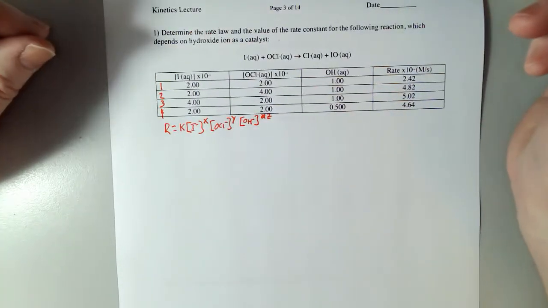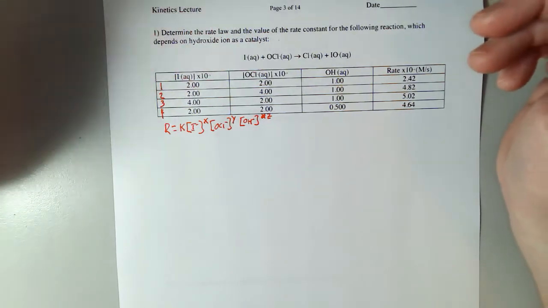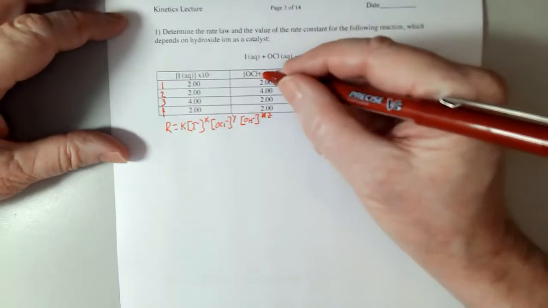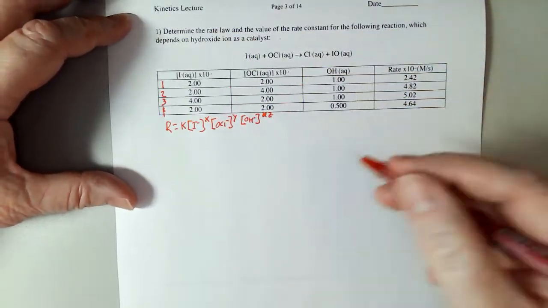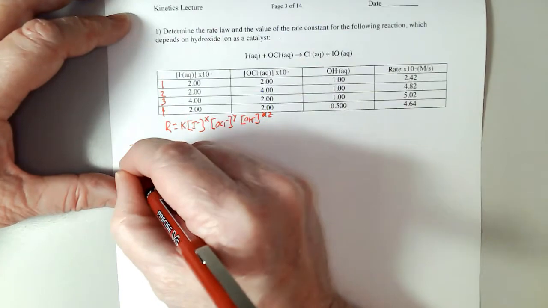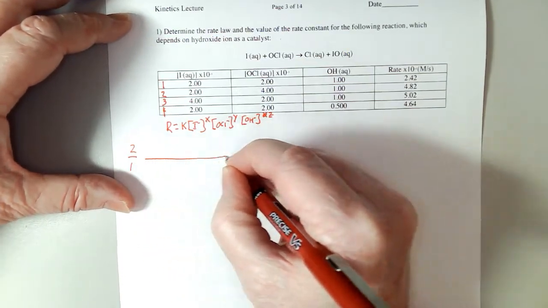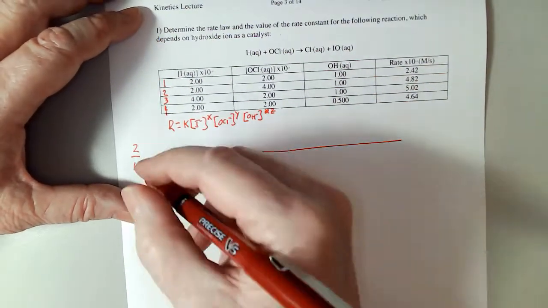Now, algebraically, I'd really like a situation where only one thing changes at a time. So the hypochlorite ion changes from 1 to 2, the others stay the same. So I'm going to compare reaction 2 and reaction 1, or trial 2, trial 1, whatever you want to call it.